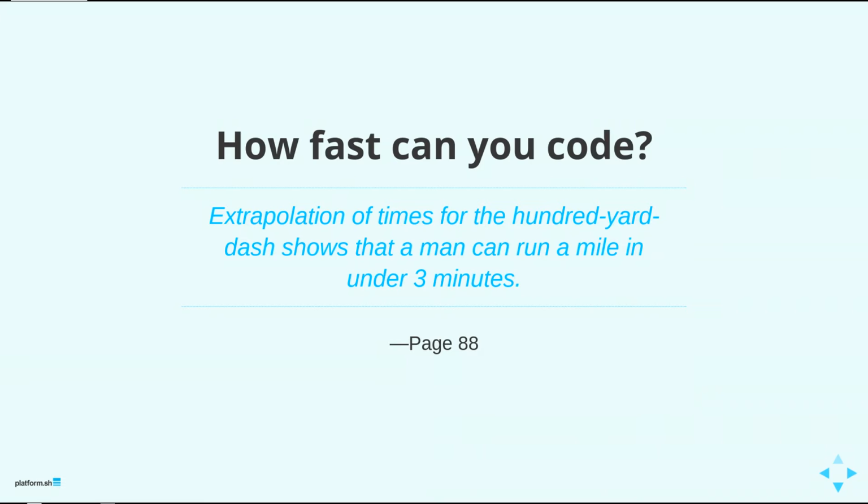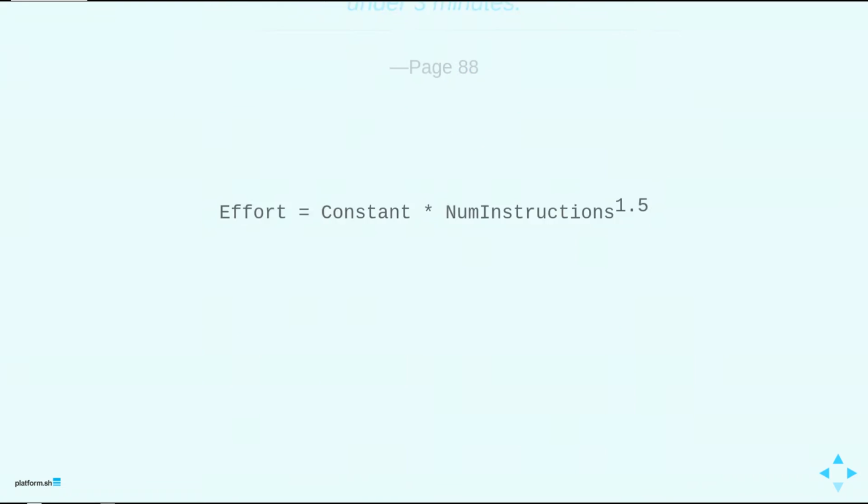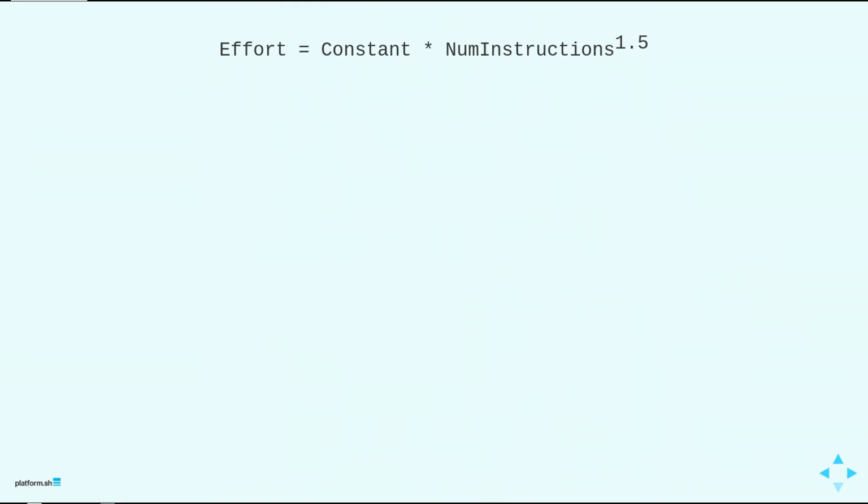Extrapolation of time of a 100-yard dash shows that a man can run a mile in under 3 minutes. As of this last week, the current best is 3 minutes, 43 seconds. And that is substantially better than it was in 75. It turns out, Brooks quotes a number of studies from the early 70s that found the amount of effort you need to put in is a factor of the number of instructions produced to the power of 1.5.